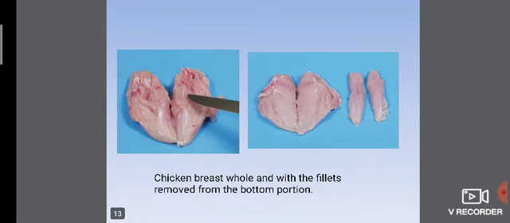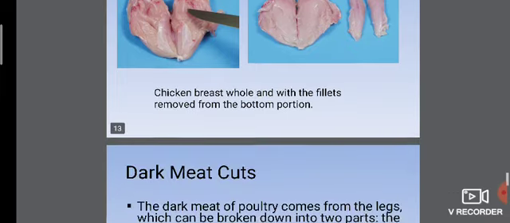So here is a picture of white meat cuts: chicken breast whole and with the fillets removed from the bottom portion. On the right hand side you can see fillets that are removed from the chicken breast.